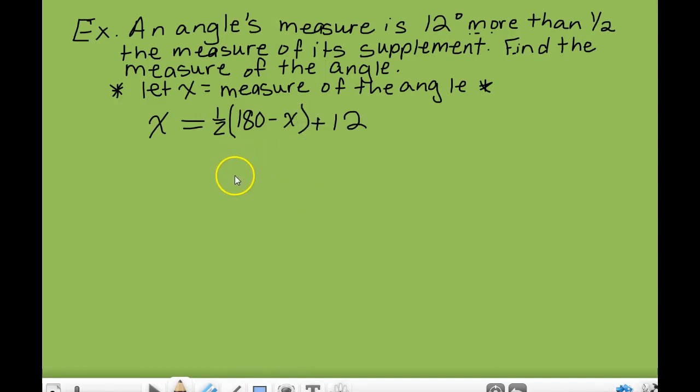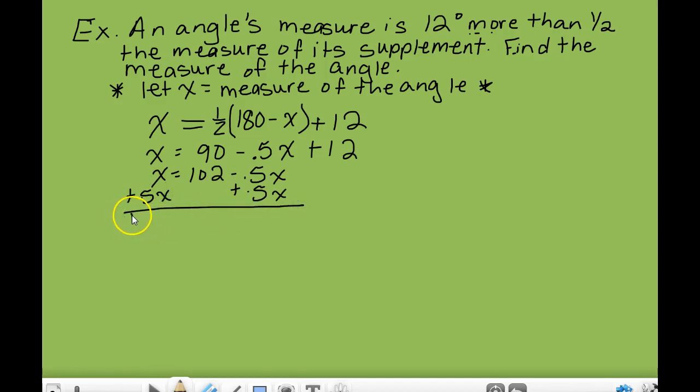And then you solve. You solve for x. So we have x equals, what's half of 180? 90. And half of x, of course, is half x. So you have your half x plus 12. You combine like terms. 90 plus 12 is 102. I add half x to both sides. So I have 1.5x equals 102. I divide both sides by 1.5.